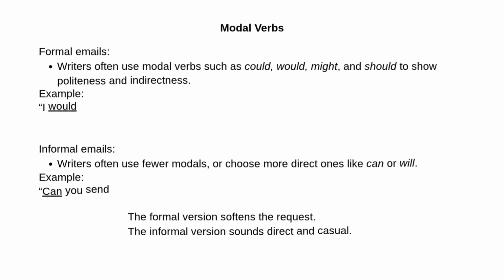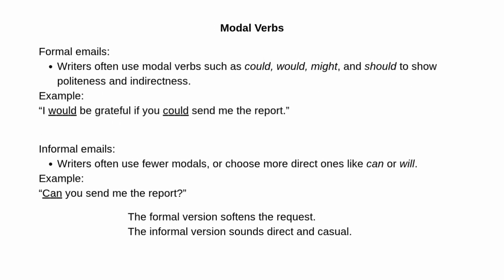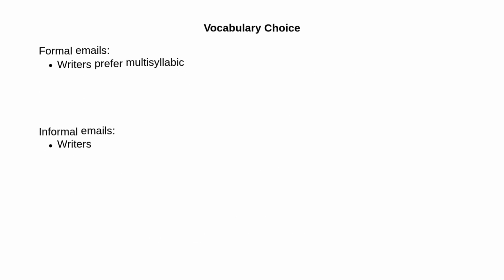Next, let's talk about modal verbs. In formal emails, we often use modal verbs such as could, would, might, and should. These show politeness and indirectness. For example, "I would be grateful if you could send me the report." In informal emails, we use fewer modals, or we choose more direct ones like can or will. For example, "Can you send me the report?" Notice how the formal version softens the request, while the informal version sounds direct and casual.